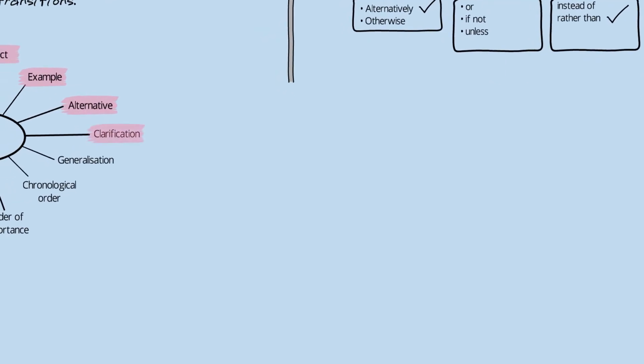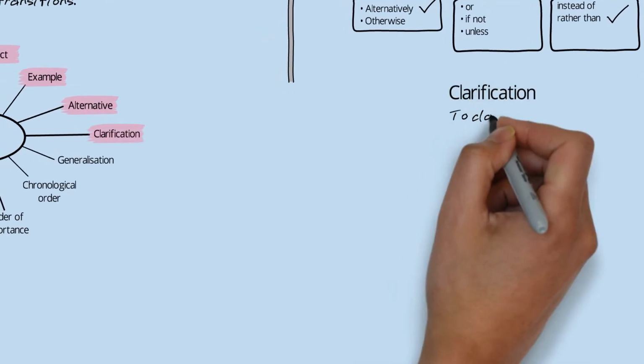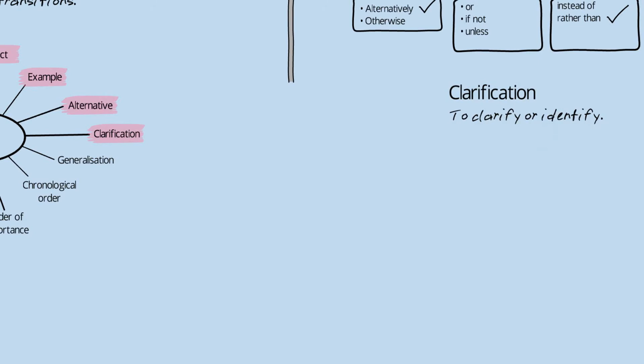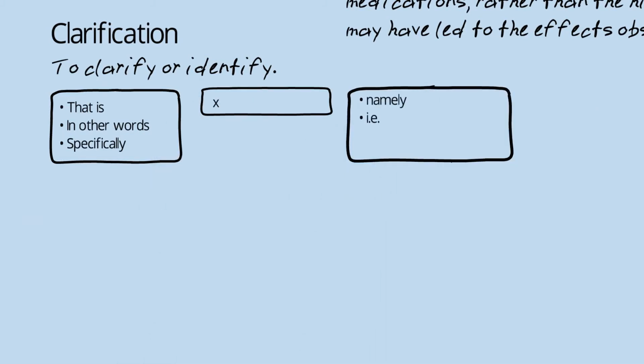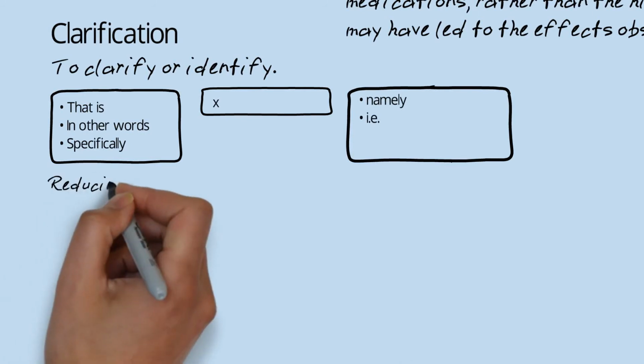Next, transitions for clarification. So these are used to clarify or identify something. So sentence connectors: that is, in other words, specifically. No clause connectors. And then other transitions: namely, i.e.